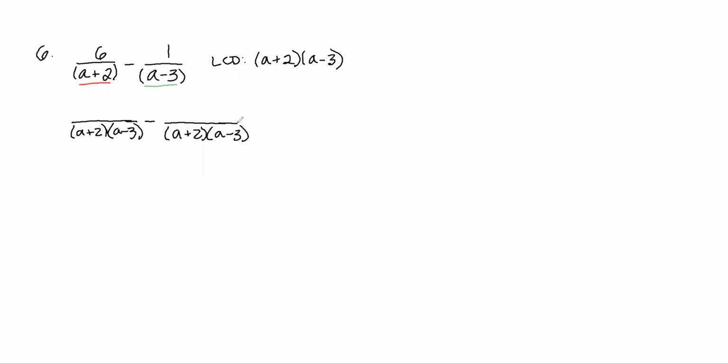We want to rewrite each of our fractions. This first fraction here has the a plus 2. It's missing a minus 3. So we're going to multiply by a minus 3. And I'm going to go ahead and just write that next to what we have. So we have a 6. We're multiplying it by a minus 3.